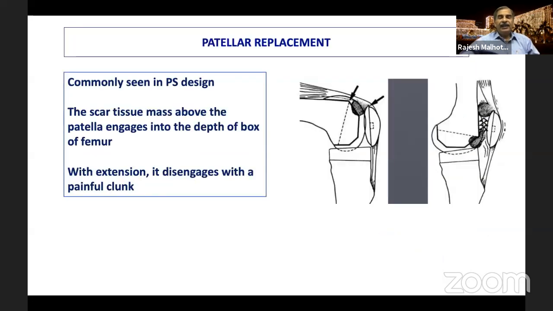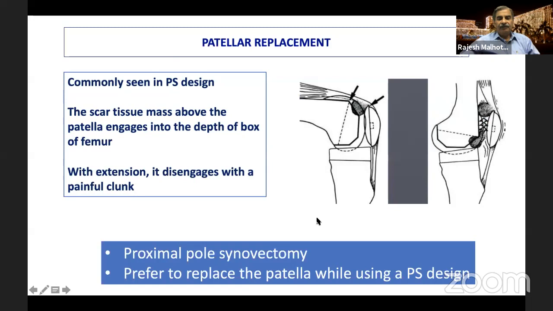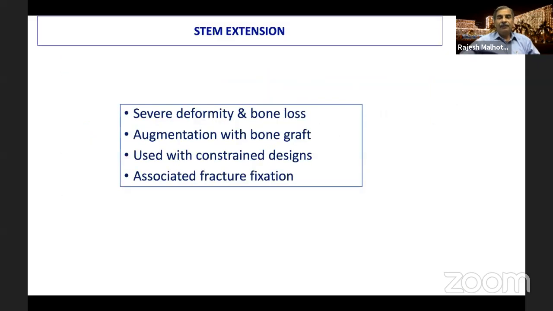The patellar replacement is a part of the implant. Usually, people who use PS use it. There can be issues with the clunk, but you can avoid it with the proximal pole synovectomy. But then I prefer to replace the patella whenever I'm using a PS design because of the box. But when I use a CR, one of the advantages is that because the joint line is restored, the patellofemoral biomechanics, the kinematics, is perfect, and then you can get away without replacing the patella.